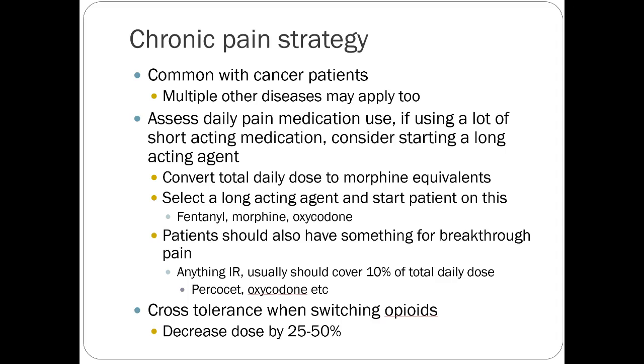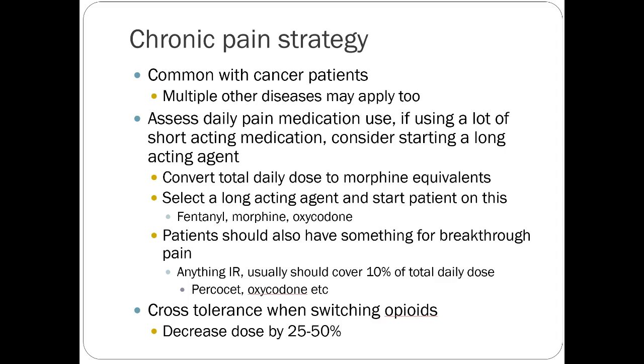Chronic pain strategy. Okay, let's talk about this very briefly. How do you treat chronic pain? Basically, you want to assess daily pain medication use. If they're using a lot of short-acting medications, consider starting a long-acting agent, and then convert their total daily dose to morphine equivalents. Look at selecting a long-acting agent and starting the patient on this. So you really want to assess your patient and see what they are using. How much of what you're prescribing are they using? Let's say you start them on a low-dose long-acting agent and some PRN meds, and they're maxing out all their PRNs. Well, that means you probably should go up on the long-acting agent a little bit, assuming, of course, it's therapeutically responsible to do that.